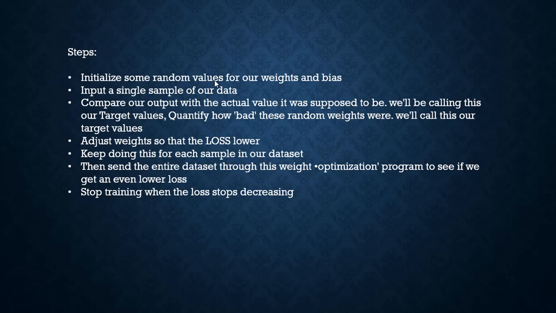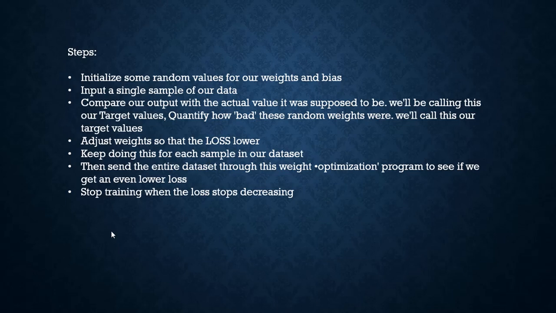Again we are going to do the back propagation to the input. That's what I have mentioned: compare our output to the actual value. It was supposed to be a lower loss. If it is not a lower loss, then again it will adjust the weights, so that the loss becomes very low. Keep doing this for each sample in our data set, so through optimization we get an even lower loss. Once we get a lower loss, we stop training, and then we predict on new data. So those are the steps for a neural network.